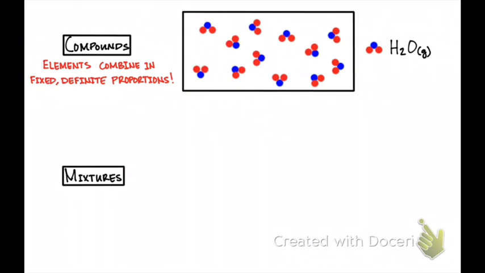Same thing for sugar. Let's say glucose. Glucose has the chemical formula C6H12O6. So for every 6 carbons, you have 6 oxygens and 12 hydrogens.